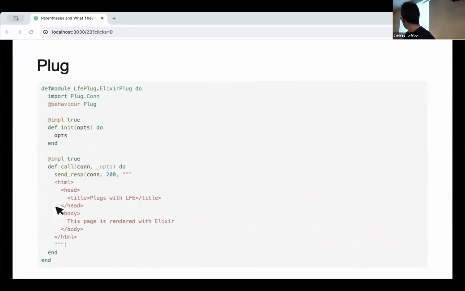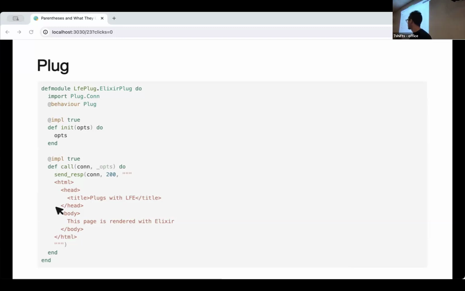So let's look at a real example. That was some kind of basic stuff, so let's implement a plug. What is a plug? If you've written Phoenix, then you've probably seen these before. A plug looks like this in the most basic case. It's a module that has two functions, and it has a behavior that it implements, right?